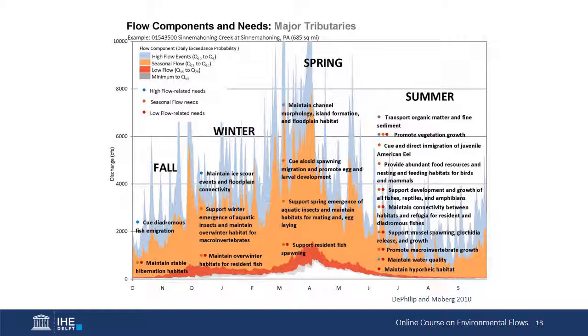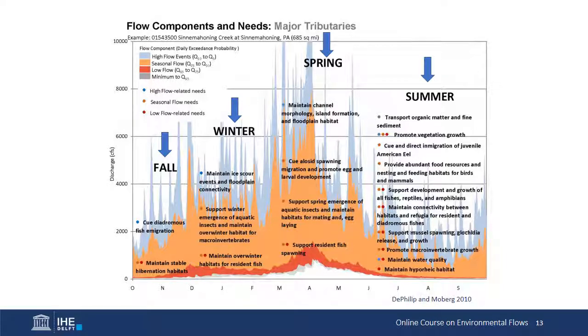High flow events are light blue in color and are shown to cue fish migrations in the fall, to scour ice and maintain floodplain connectivity in the winter, to maintain channel morphology during very high spring flows, and to transport organic matter, promote vegetation growth, and maintain water quality in the summer.